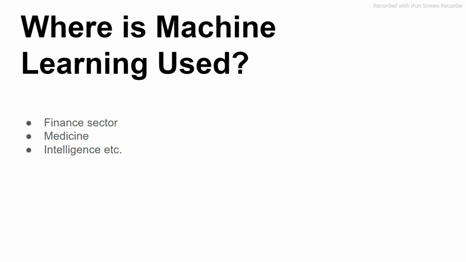Medical field. Medical researchers use it to predict the likelihood of cancer relapse. Intelligence. Intelligence agencies might use it to determine which of a huge quantity of intercepted communications are of interest.